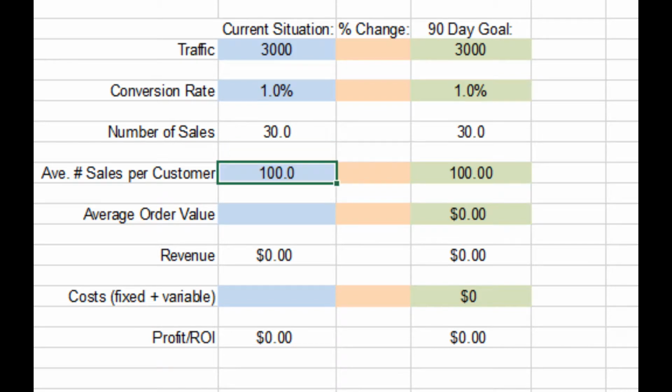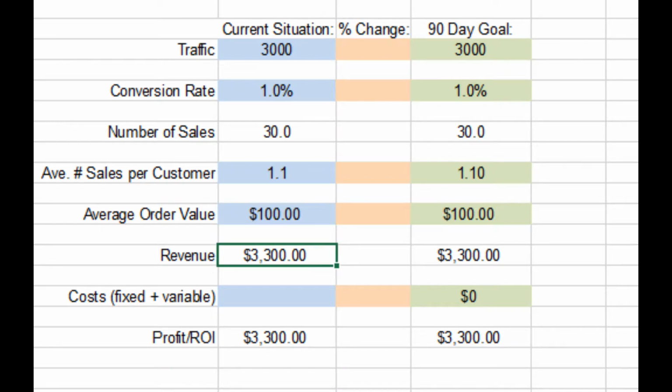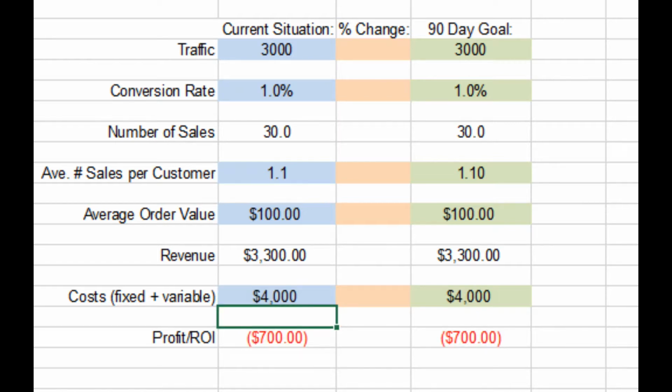Your average number of sales per customer. Now, most people probably are not going to come back and buy more than once during a year, but some will. Let's just say 1.1 is about the right ratio. Now, your average order value, let's put at $100, and that gives you $3,300 in revenue. Now, let's just say your costs, fixed plus variable, are at $4,000 per month, and so you can see that you're in the hole by about $700.